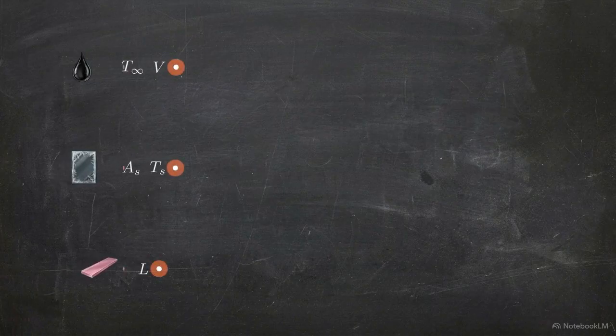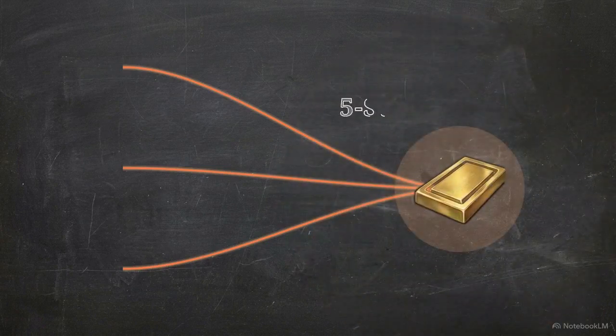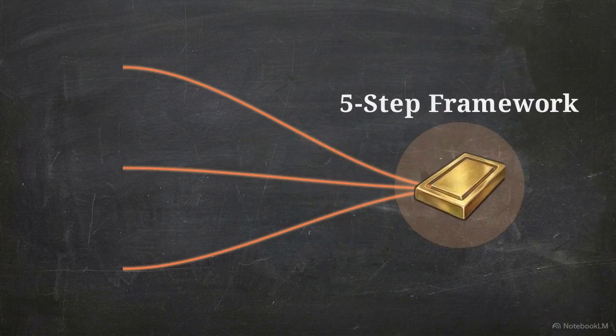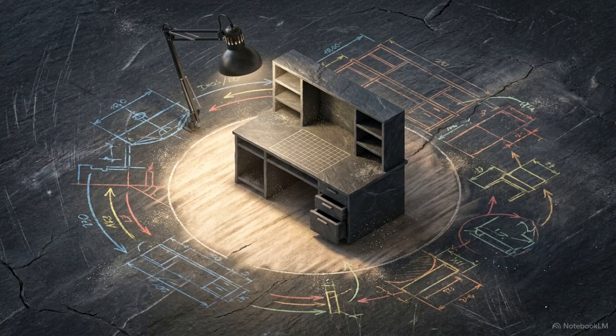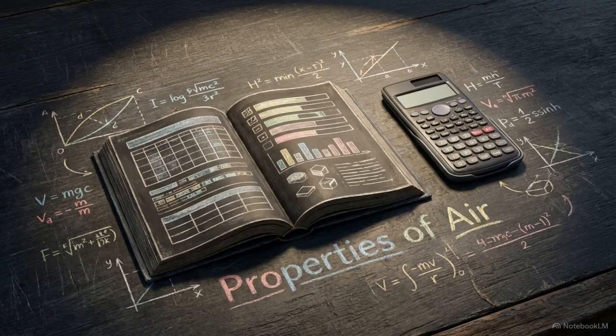Because the structure is identical, we use a standardized 5-step framework to solve all of them. This permanently eliminates the confusion of guessing which textbook equation you are supposed to use next. To follow along and execute this process yourself, you only need 2 things on your desk: the thermodynamic property tables for the specific fluid you are working with, and a calculator.